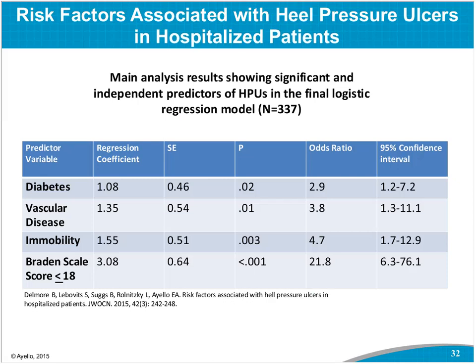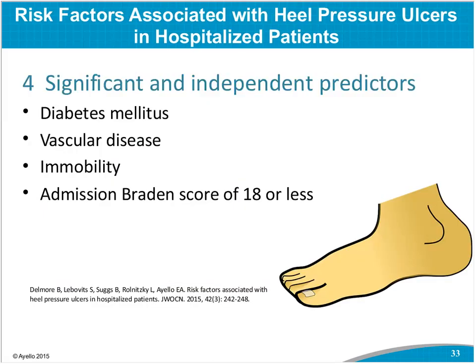So when we did the main results, and that was based on 307 patients, this is the hardcore data that came up in terms of predictor variables: diabetes mellitus, vascular disease, immobility, and Braden scale scores of 18 or less. And I wanted to give you the full data for those who like to have the full data, and this is, as you can see, published in the JWCN journal. So we then took those factors and validated it in another population, and they held up.